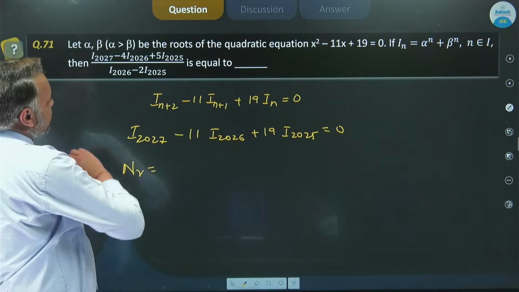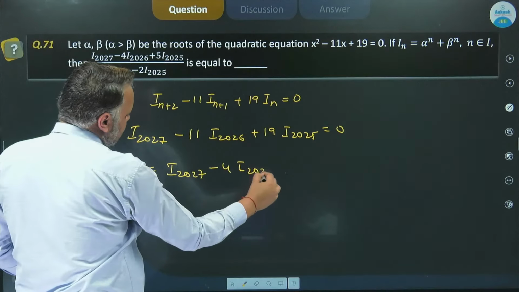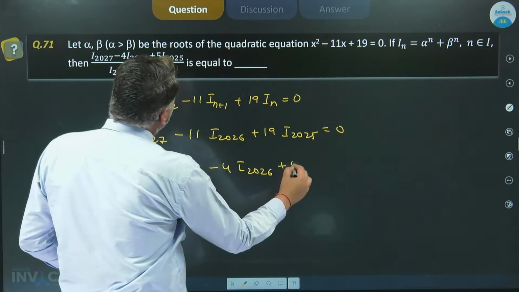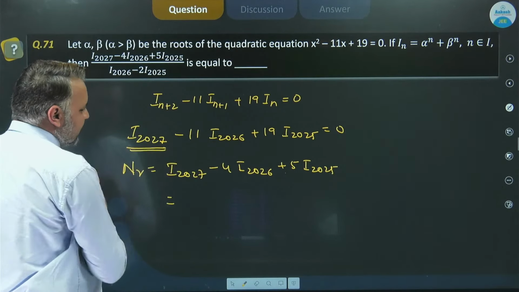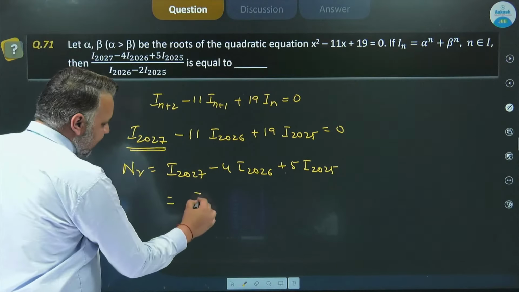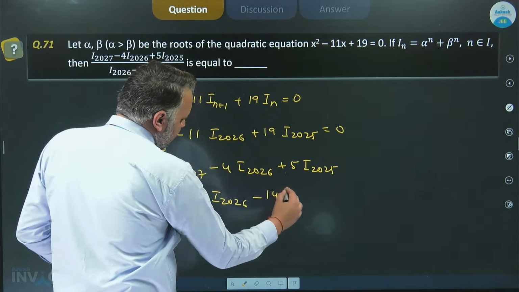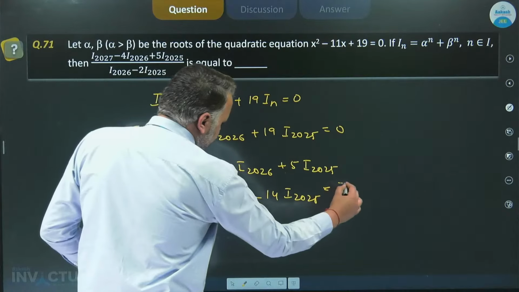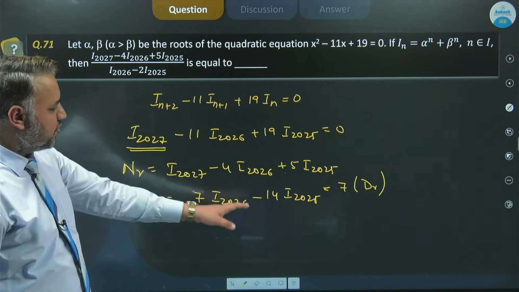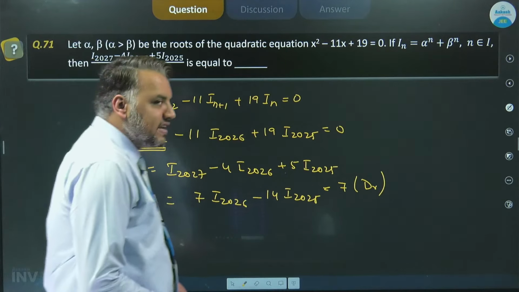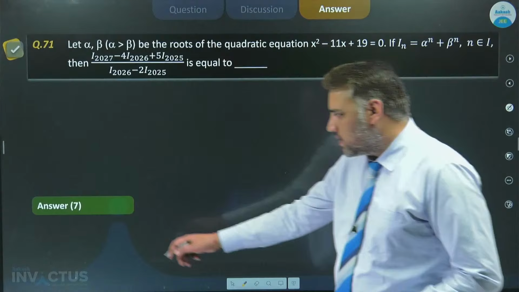That is I 2027 minus this. So minus 4 I 2026 plus 5 I 2025. This is numerator. So if we put the value of I 2027 from here, so that will be, I think, 7 I 2026 minus 14 I 2025. This is nothing but 7 times denominator, because denominator is I 2026 minus 2 times I 2025. So this ratio must be 7. So 7 must be the correct answer. 7 is the correct answer.